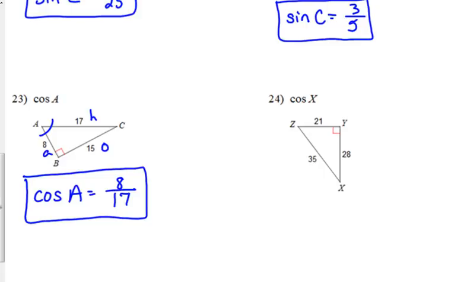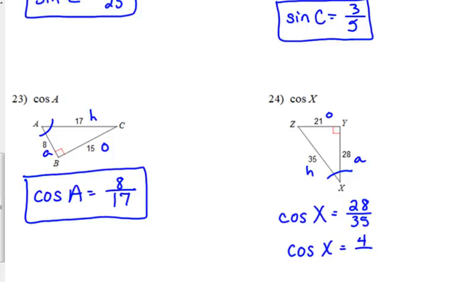Okay, 24. The hypotenuse is 35. Cosine of x, so 28 is our adjacent, 21 is our opposite. Cosine of x is equal to the adjacent, 28, over the hypotenuse, 35. Those are both divisible by 7. So 4 over 5 is the ratio of the adjacent to the hypotenuse in this right triangle.